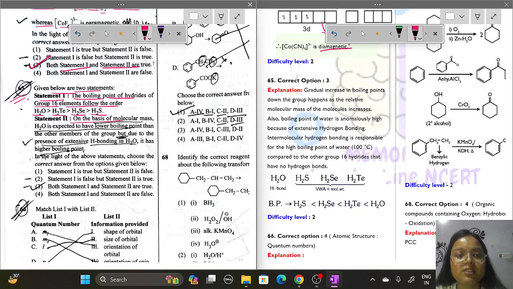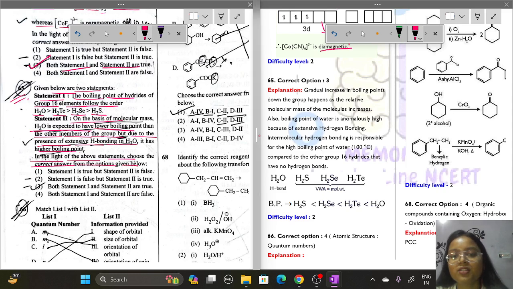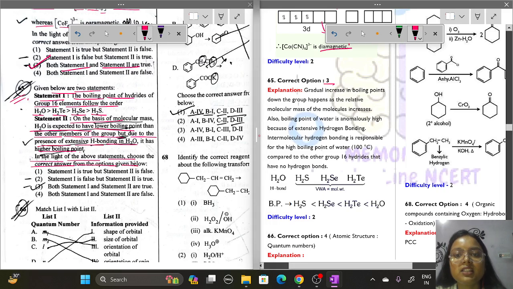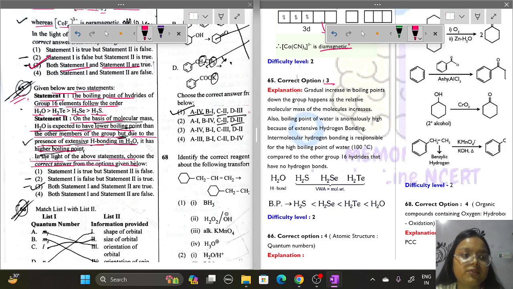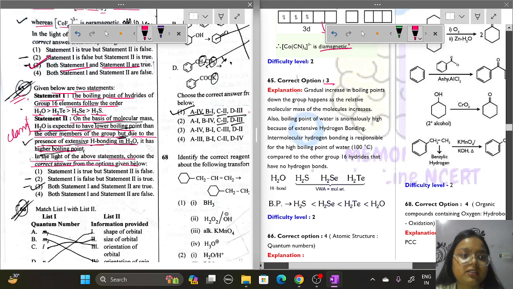Statement 2 says on the basis of molecular mass, H2S is expected to have a lower boiling point than the other members of the group, but due to the presence of extensive hydrogen bonding, H2O has a higher boiling point. In the light of the above statements, choose the correct answer from the options given below. Option number 3 is the correct option. So it is from the classification of elements chapter.